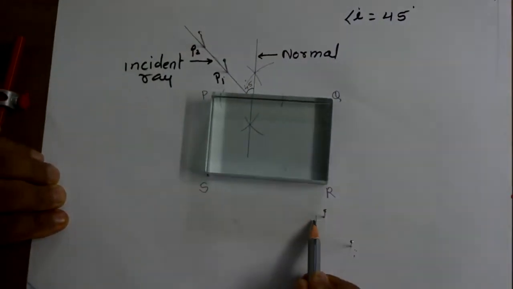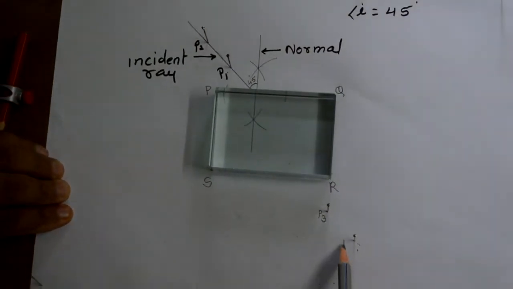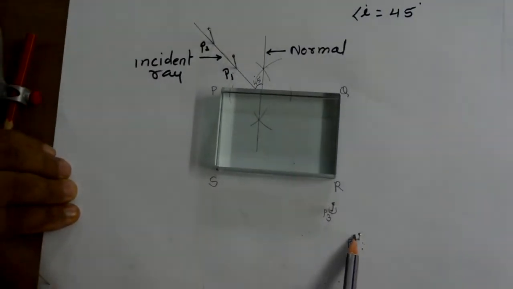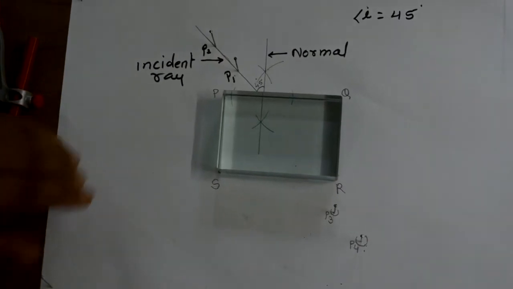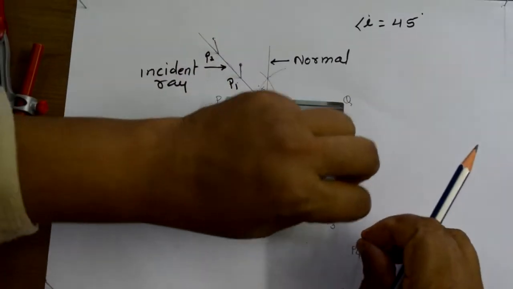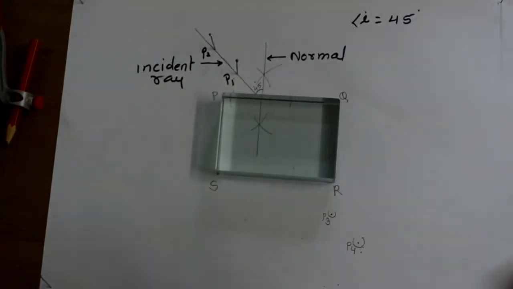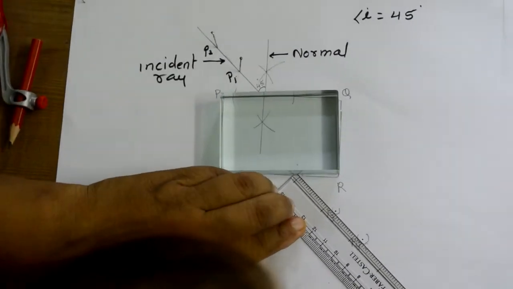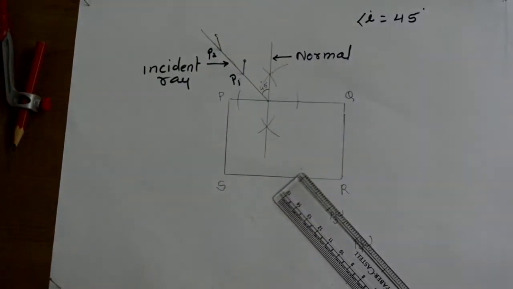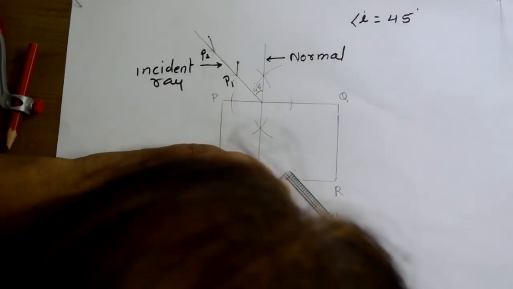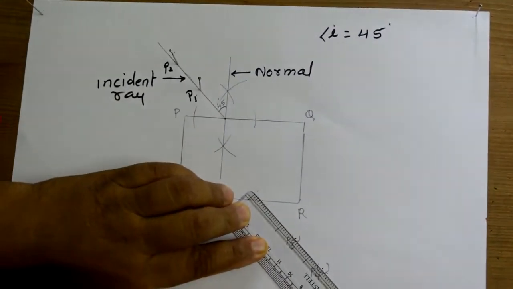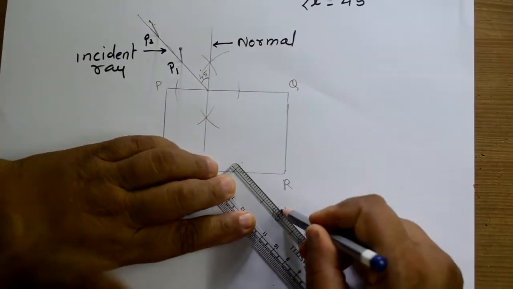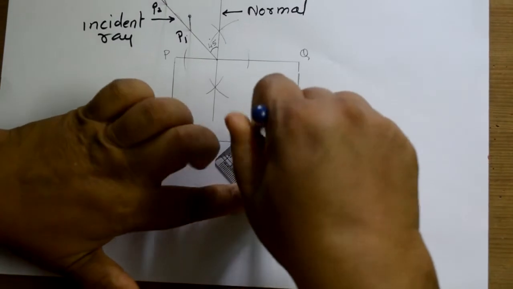Mark pin 3, pin 4, draw a circle around pin 3 and pin 4. Remove the pins, remove the glass slab, and try to join pin 4, pin 3 point up to the line SR.